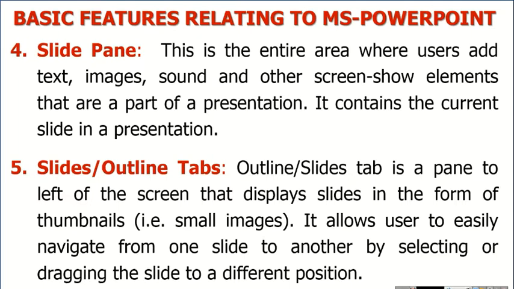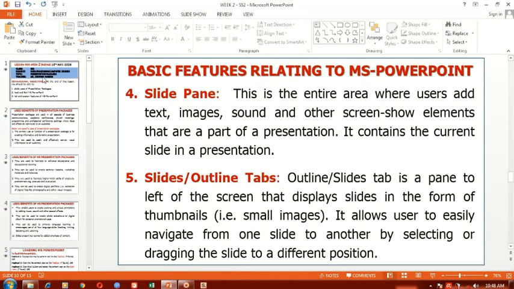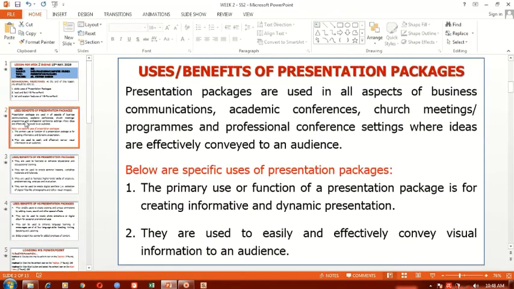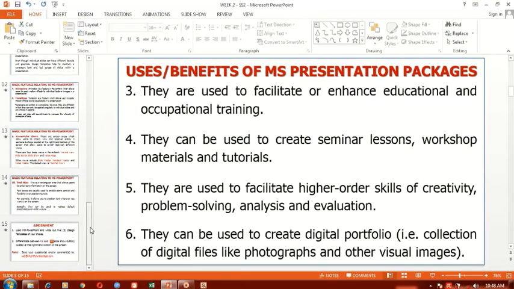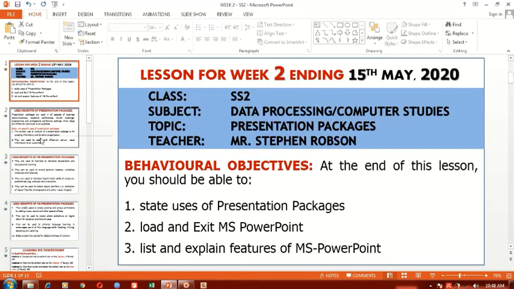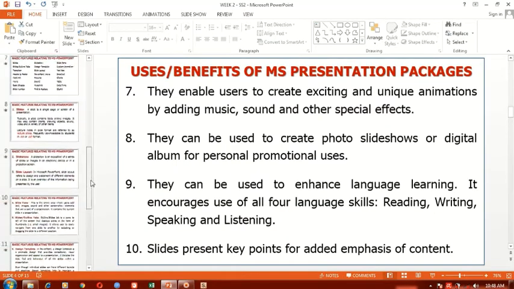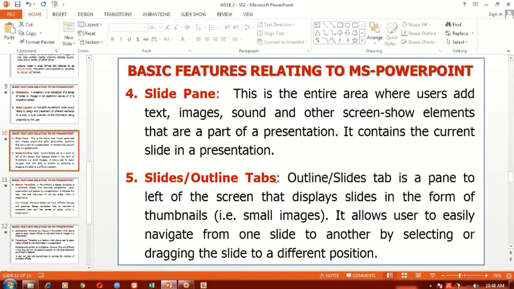Now let's return to the main page. Let me show you what that is. Now this is the slide layout pane. Very simple. You have the area where your slides are arranged by number, with the first one, the second one, the third one, down to the last slide. So this area is called slide/outline pane. Very simple. Let's continue. Okay, so it's called slide/outline tab, this area.